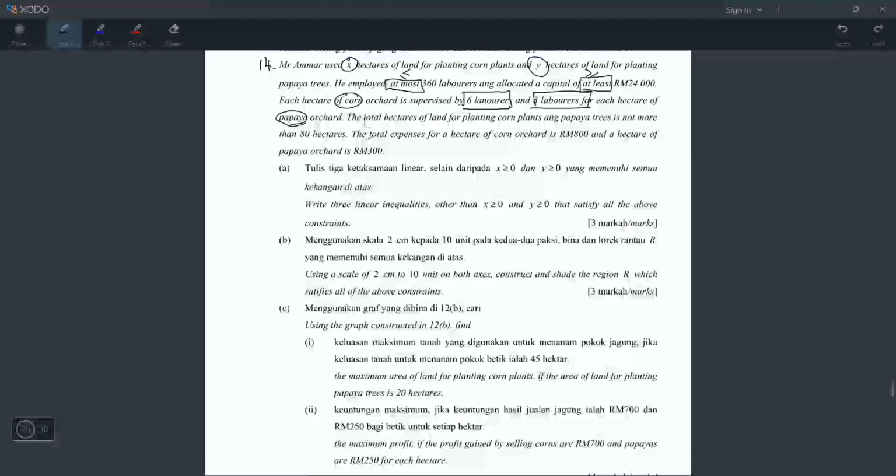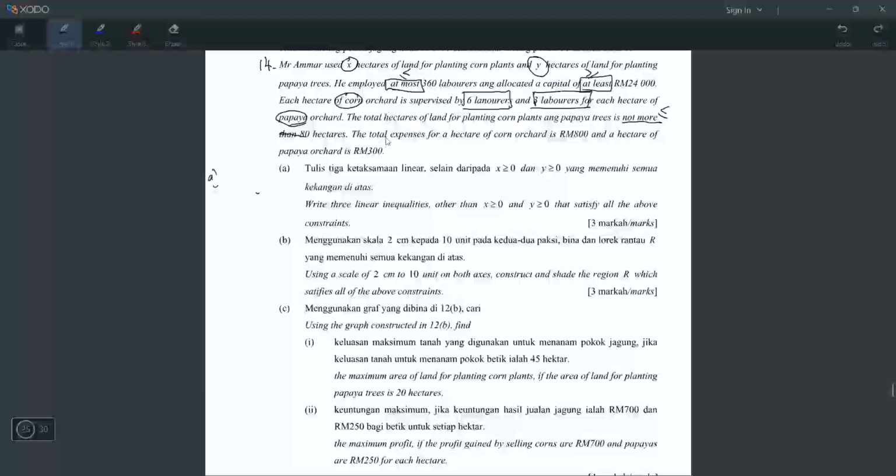Okay, and then they say the total hectare of planting corn and papaya is not more than 80. Not more than, smaller sama dengan. Okay, but this not more than 80 is total hectare of land, right? So I think I get my first inequality already. X plus Y. Okay, so for A, I know the first one already. So X plus Y smaller sama dengan 80, right? Because X and Y represents this one, right? But tak apalah, nanti baru saya tulis, right?